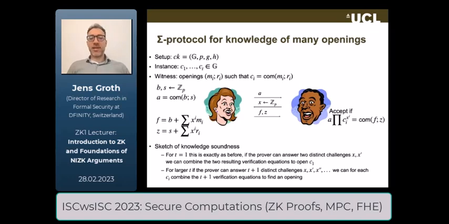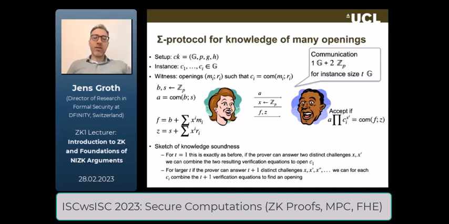Okay, so what do we have now? We now have a fairly large instance of size T, right? But the communication in the proof itself is much smaller. You just send one group element and a couple of field elements from the prover side. So that gives us a hint that communication may actually be much smaller than the statement that you want to prove.